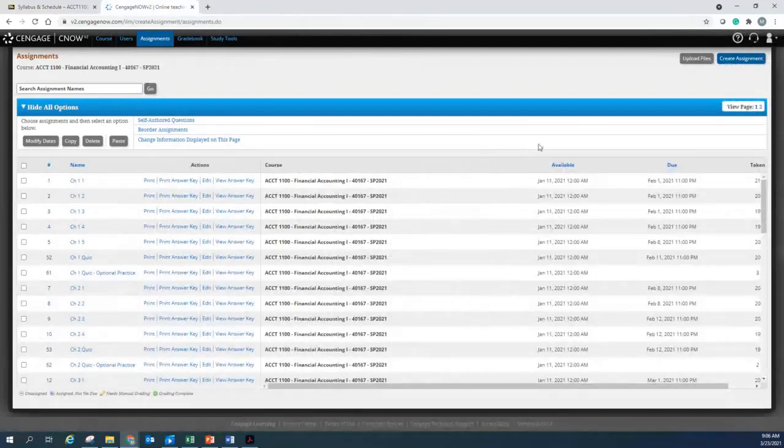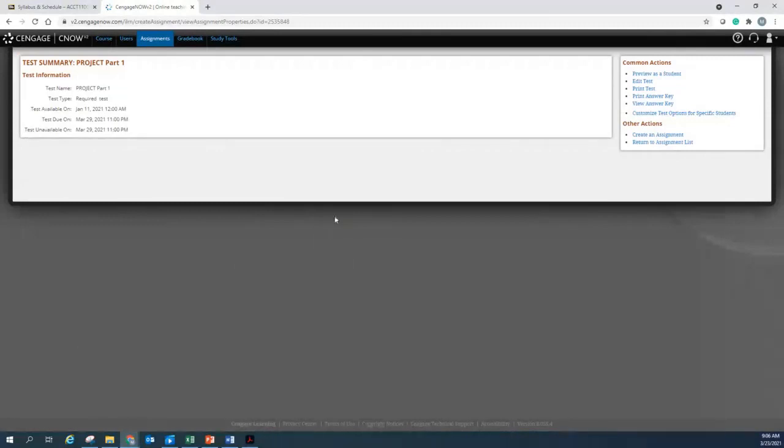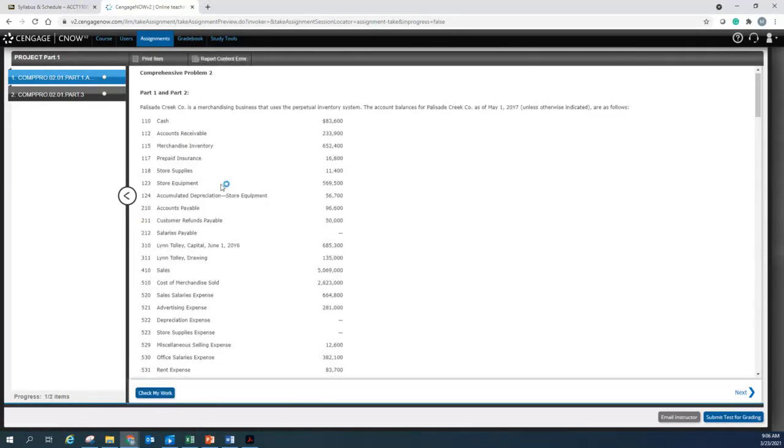If you have trouble finding where the project is located, it's on page 2 of your assignment page in Cengage, and you can click to page 2 in the right upper corner here. Scroll down and you see all 3 parts, part 1, 2, and 3. I click on part 1, and once you're in it, you get to this screen. Part 1 has 2 exercises or 2 components here.